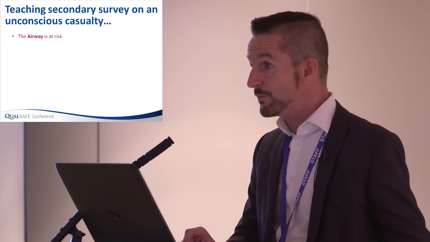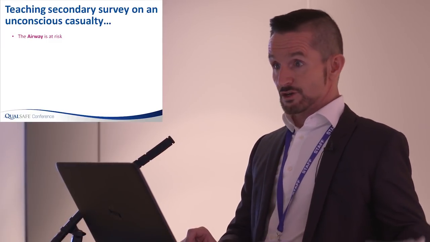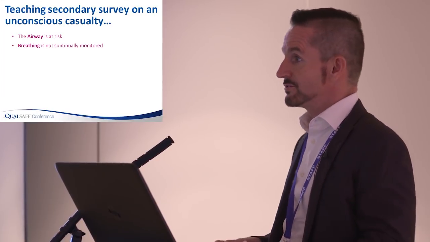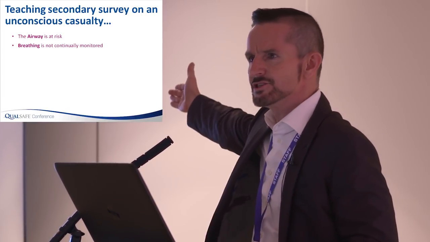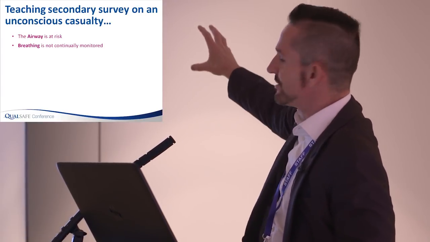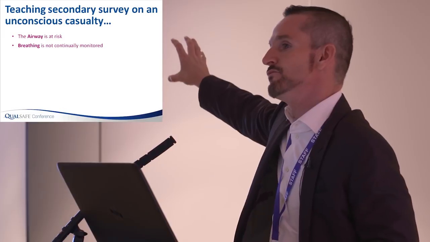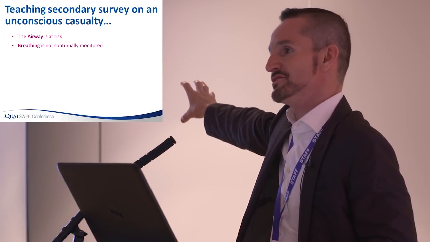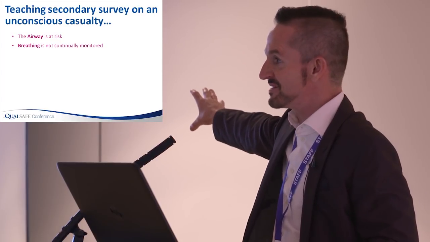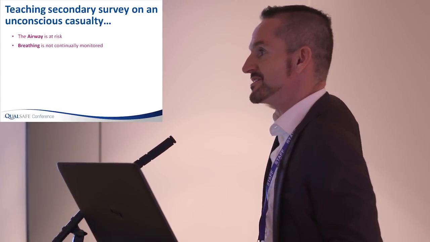What are the issues with teaching this with somebody on their back? I've already highlighted quite a few. The first one is that the airway is at risk while somebody's on their back. So is that not primary survey? Breathing is not continually monitored. Are these life-threatening issues? They are life-threatening issues. So if these are life-threatening issues, should we be moving beyond the primary survey? Have we got as far as C? We're still on airway and breathing, aren't we? So should we be getting as far as a secondary survey?